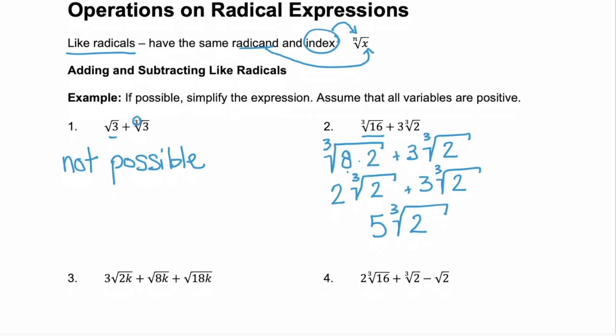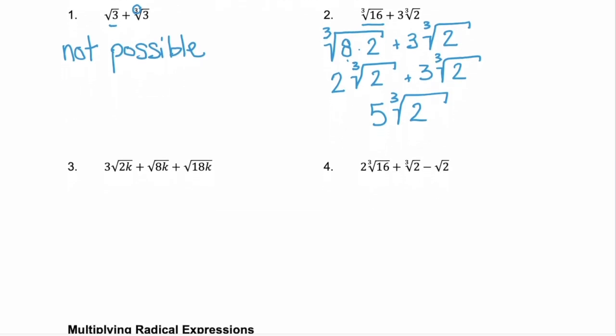Let's look at example 3. Here we have 3 terms, and notice that all 3 terms have the same index, but they don't have the same radicand. So we want to look at each term and see if we can simplify them anymore. Well, the first term, the square root of 2k, we can't take the square root of 2 or k, so that's as simplified as it can get.